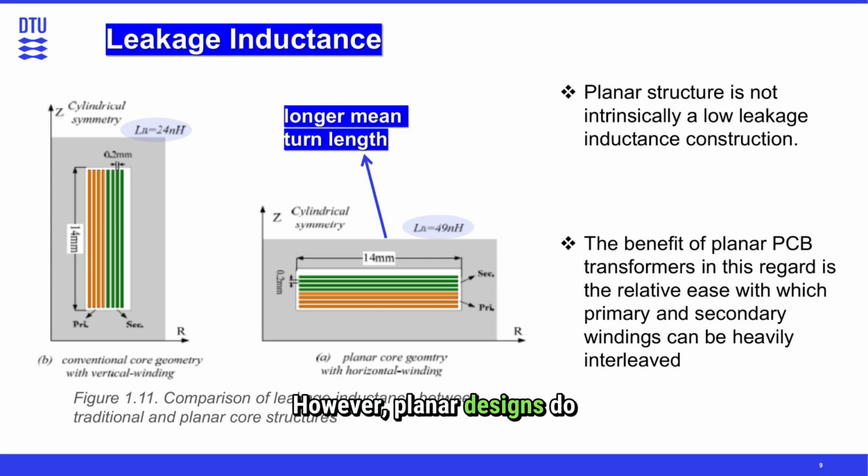However, planar designs do have a big advantage. They make it much easier to interleave windings, especially when using PCB layouts. When we place primary and secondary windings in alternating layers, we improve magnetic coupling and significantly reduce leakage inductance.